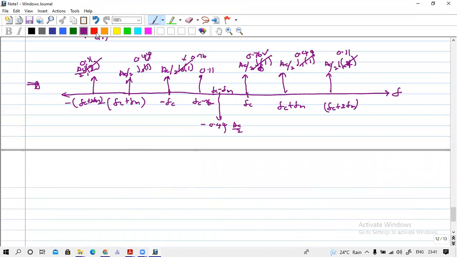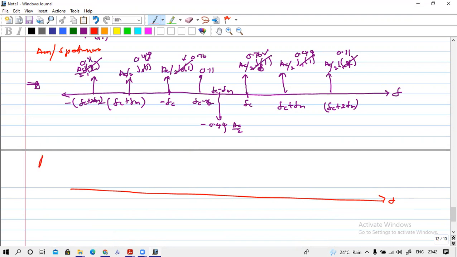you can simply square this value and plot it. Okay, so this is the amplitude spectrum. To get the power spectrum, because we have a sinusoidal signal, you can simply square this value. Okay, so here you can square this value, fc plus 2fm. Here also you can square, fc plus fm. This value you can square. Okay, and for fc you can square this value.